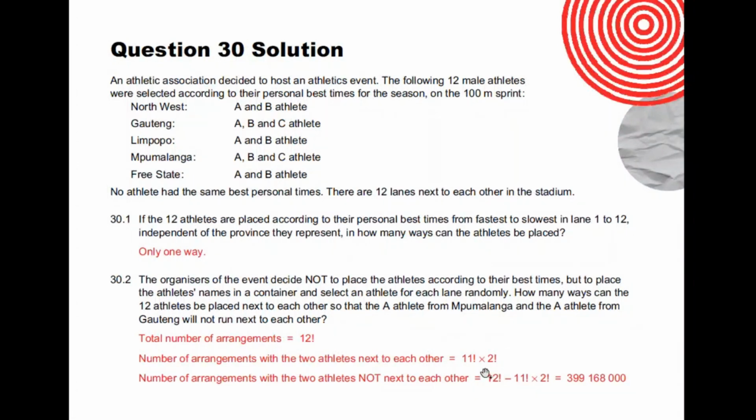So there are 12 athletes. 2 of them must be together, so you think of them as a unit. How many things am I arranging? That unit plus 10 other athletes, so I'm arranging 11 things. So it's 11 factorial. But the A athlete from Mpumalanga and the A athlete from Gauteng can arrange in 2 factorial ways. So how many ways will they not run next to each other? It's 12 factorial minus that answer. 399 million ways. It's insane.